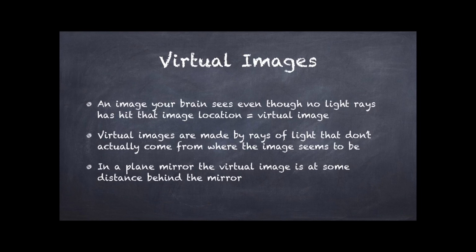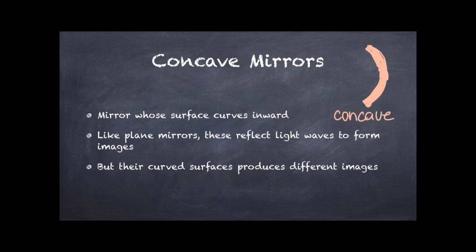And so virtual images are made by rays of light that don't actually come from where the image seems to be. So if I put a piece of paper where I think that the virtual image is going to be, it's not going to be on that paper, okay? You're not going to have an image on that paper. Versus a real image, when you do put a piece of paper where you think that image is going to be, you can actually see a projection of it. So a plane mirror is like a virtual image in that they're both going to be having an image some distance behind the mirror.